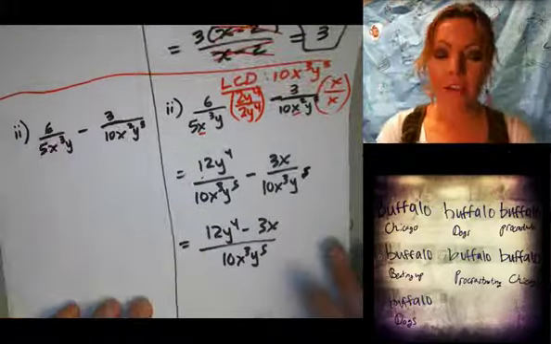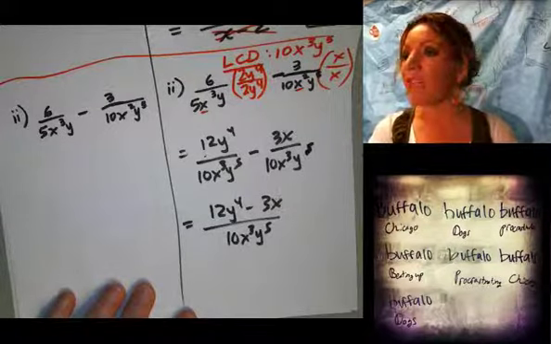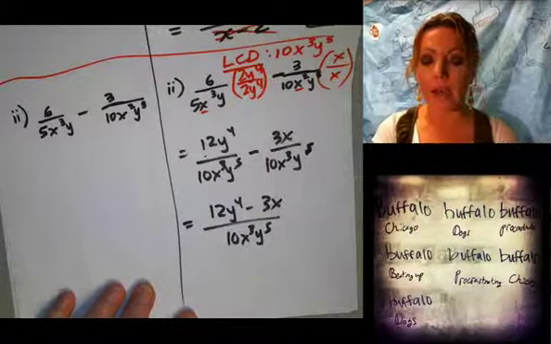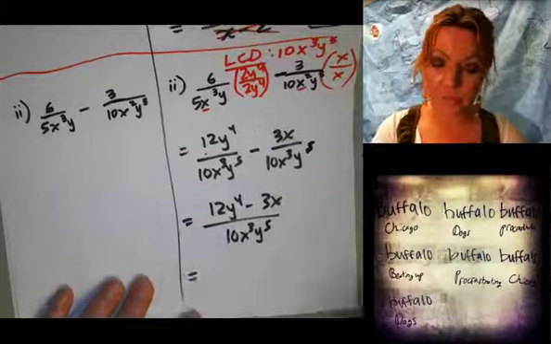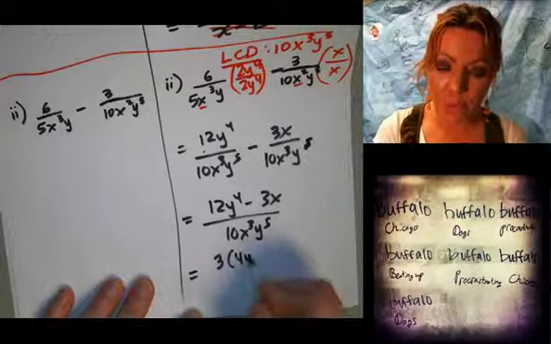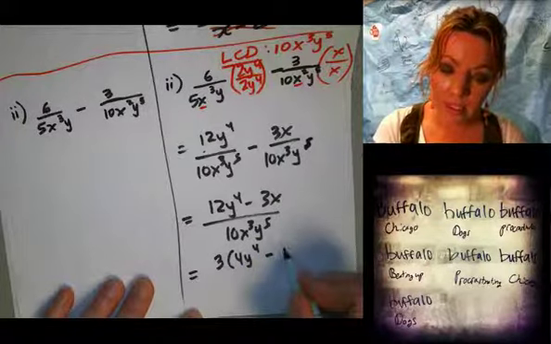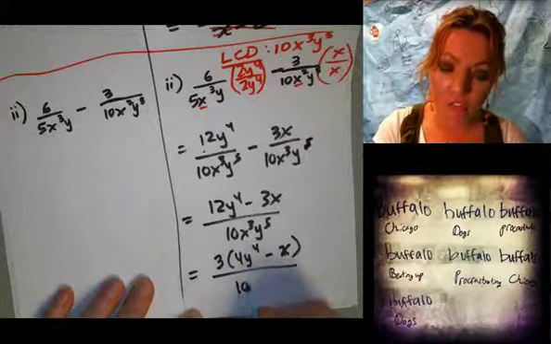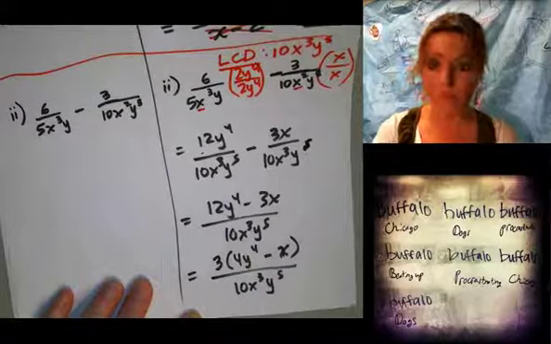From here, we want to factor or simplify anything that we can. Can we factor anything anywhere? Yes. What can we factor? A 3. And we're left with 4y to the 4th minus x, all over 10x cubed y to the 5th. Anything that can be reduced from there? No. So we are done.